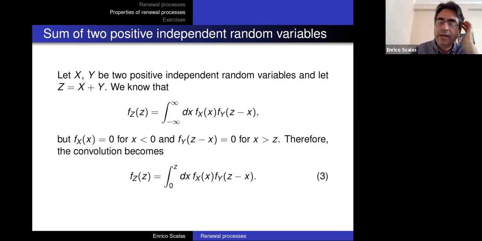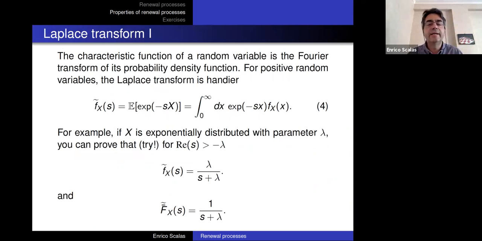That's nice. And we have also another interesting small difference. The characteristic function that we have defined yesterday for a random variable is the Fourier transform of the probability density function. And for positive random variables, it is more useful to use another transform, the Laplace transform, which is the expected value of the exponential of minus sx. And the Laplace transform is the integral from 0 to infinity of the function multiplied by this kernel exponential of minus sx. So this is the expectation of this random variable here.